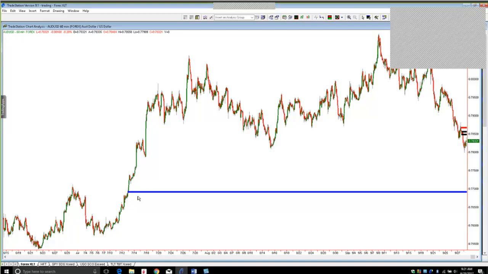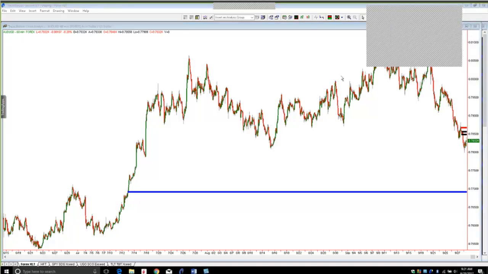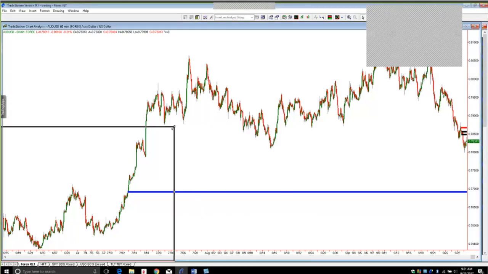And notice I put the blue line above the demand zone, not at the demand zone. At the demand zone, there's competition to buy. So we don't want to buy where there's competition to buy. We want to buy when there's competition to sell. All right. Let's take a look.